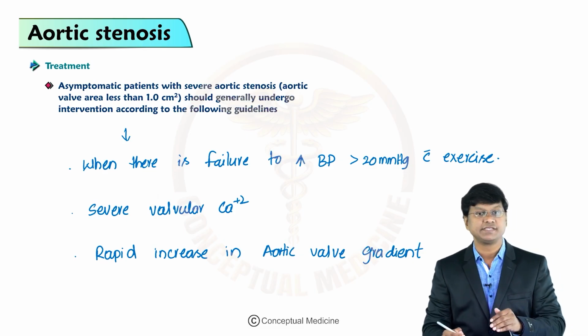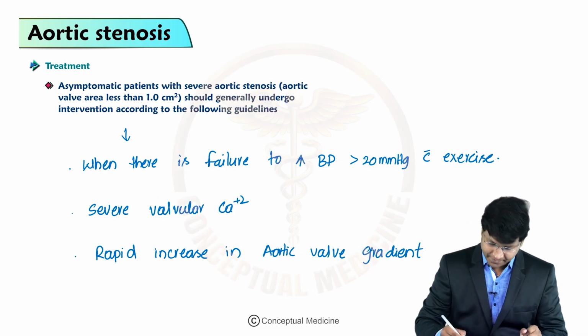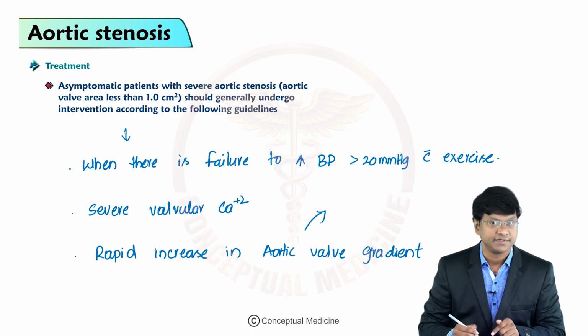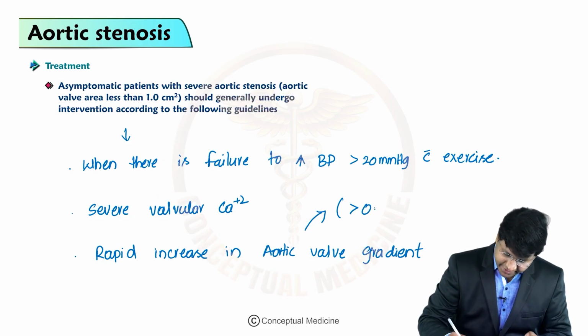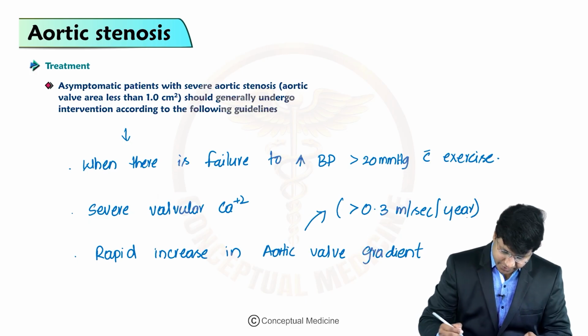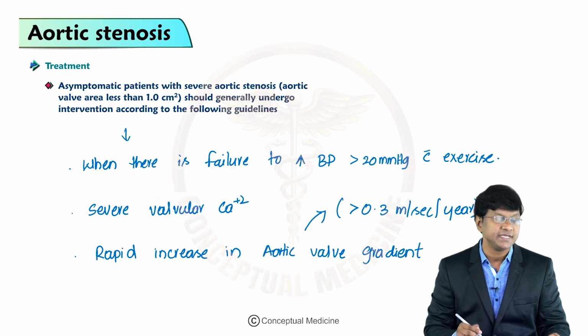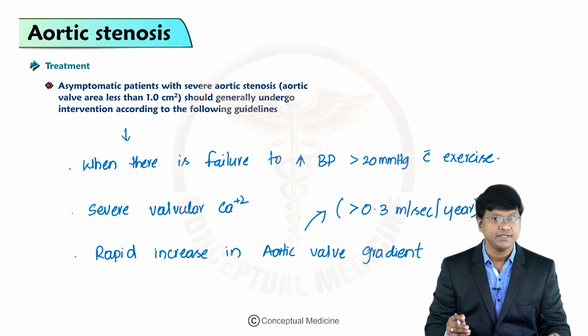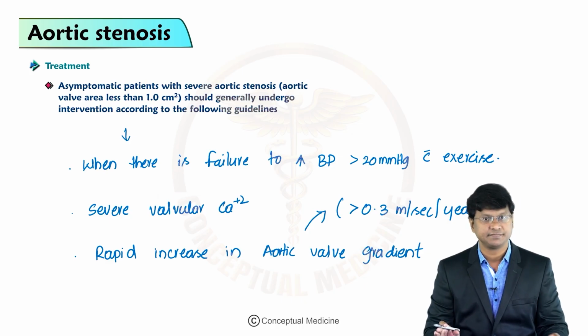So what do you mean by this rapid increase in the peak aortic gradient? That increase should be more than 0.3 meters per second per year. Okay, so that is what you mean by rapid increase in the peak aortic gradient, and how much should it be? More than 0.3 meters per second per year, right?